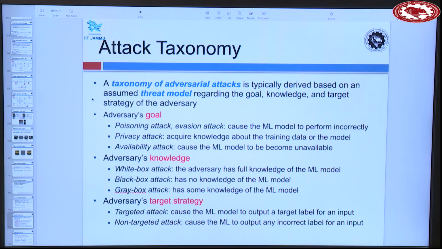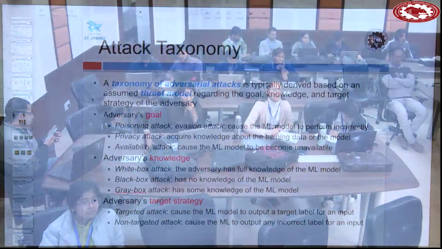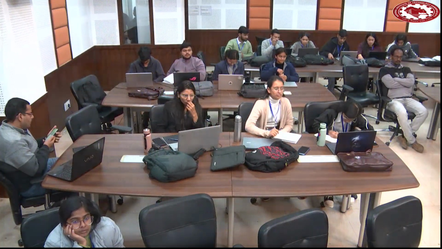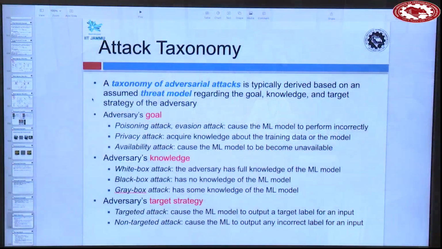You can say how poisoning attacks happen, evasion attacks, right? Privacy attacks acquire knowledge about the training data, that is, on which data this model was trained. We'll demonstrate it tomorrow when we discuss the GAN. We'll use GAN to generate the data on which the model was trained, without knowing any single sample. But if you know any one of the samples on which it was trained, then you will get a better solution, a better image. We'll discuss that.